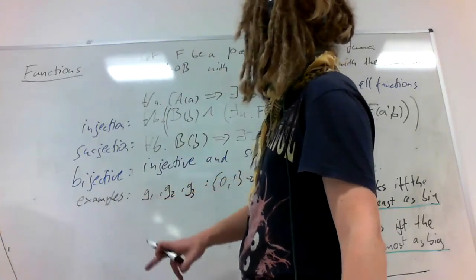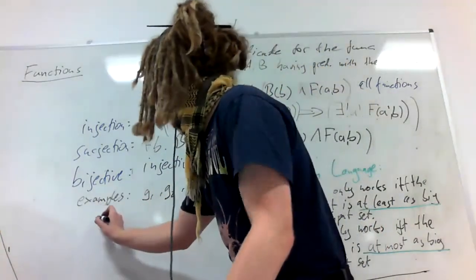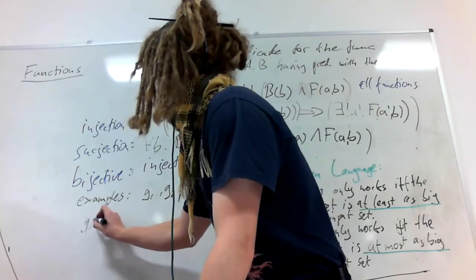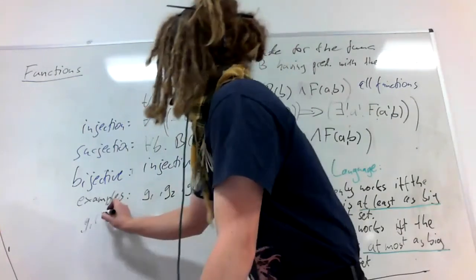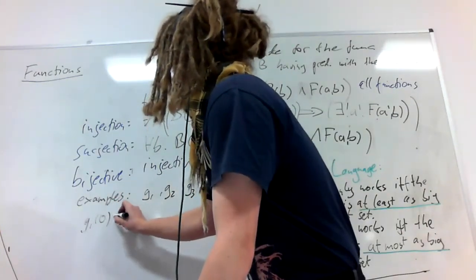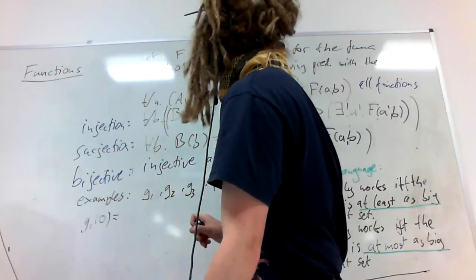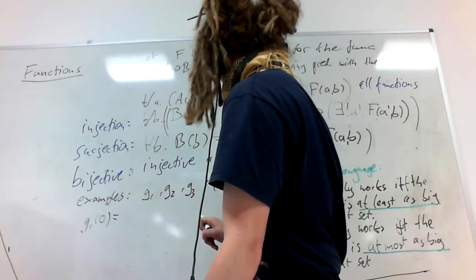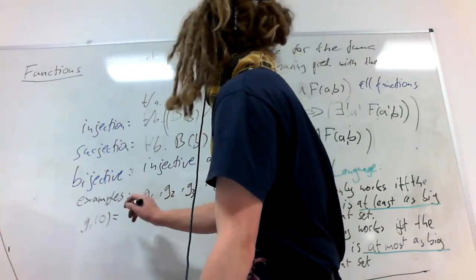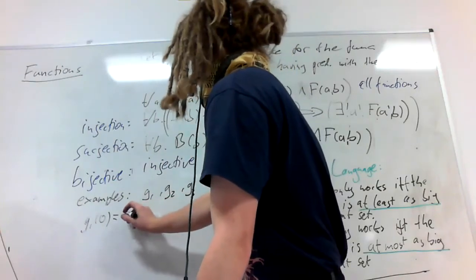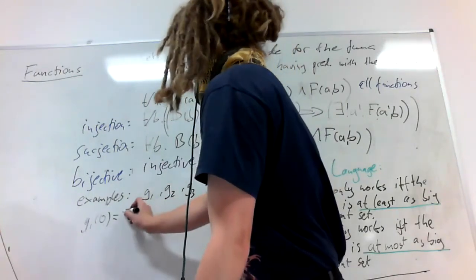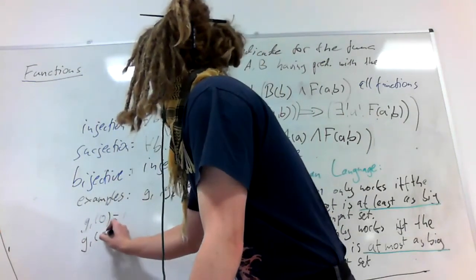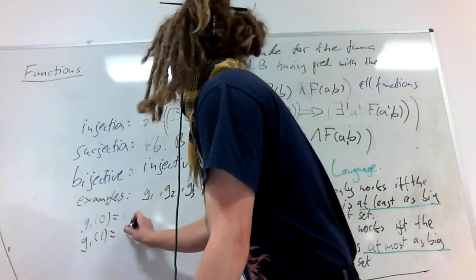Now, let's say G1 of 0 is equal to, this is now fairly boring, but that's all right. Okay, so G1 of 0 is equal to 1, G1 of 1 is equal to 0.